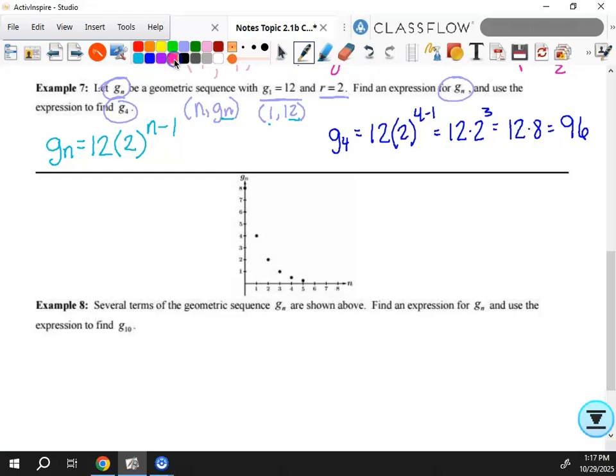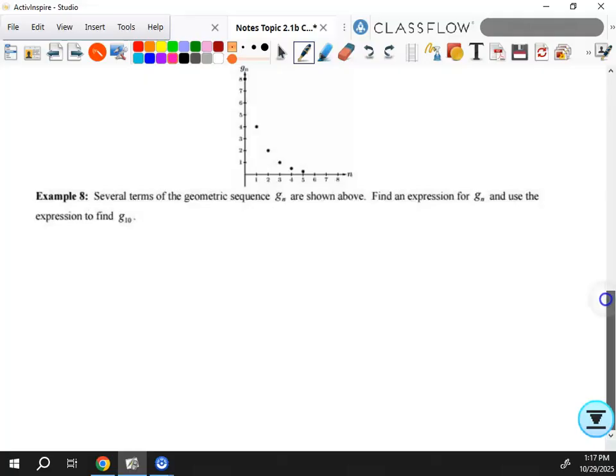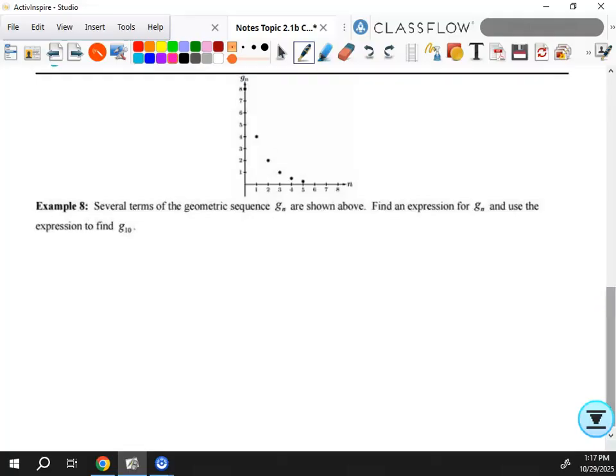All right, so now it says several terms of the geometric sequence G sub n are shown above. Find the expression. So again, I need to find a G sub n. I'm going to find G sub 10. I can pick any of these points on my graph that I want to. I would not pick any of these because I'd have to guess at what they are. So why make my life more difficult? Why not pick this point right here, kind of like picking my y-intercept? So my ordered pair is going to be 0, 8.